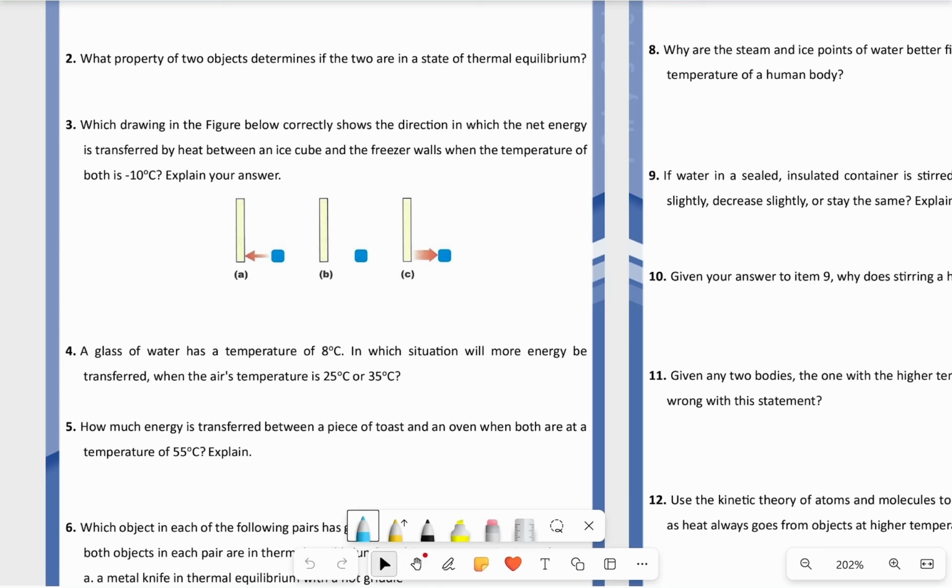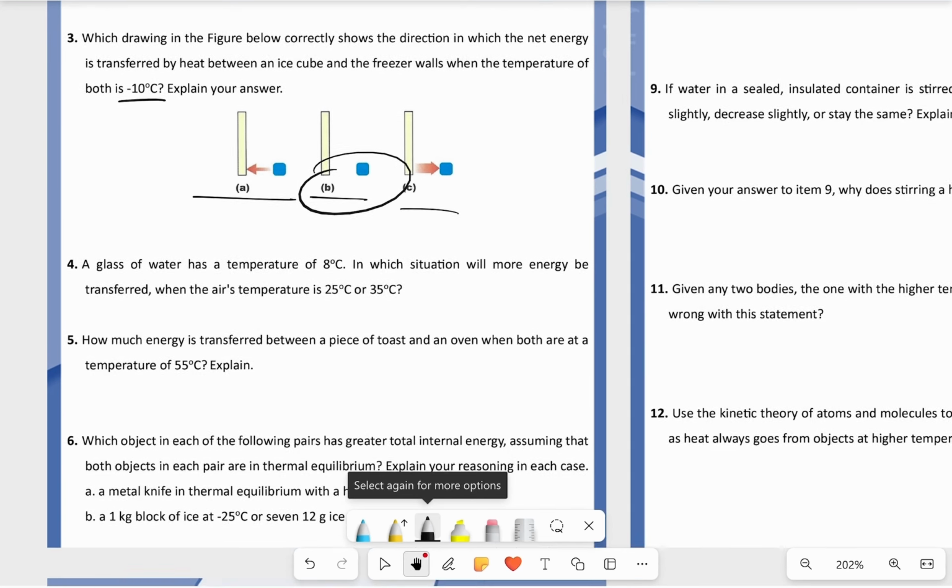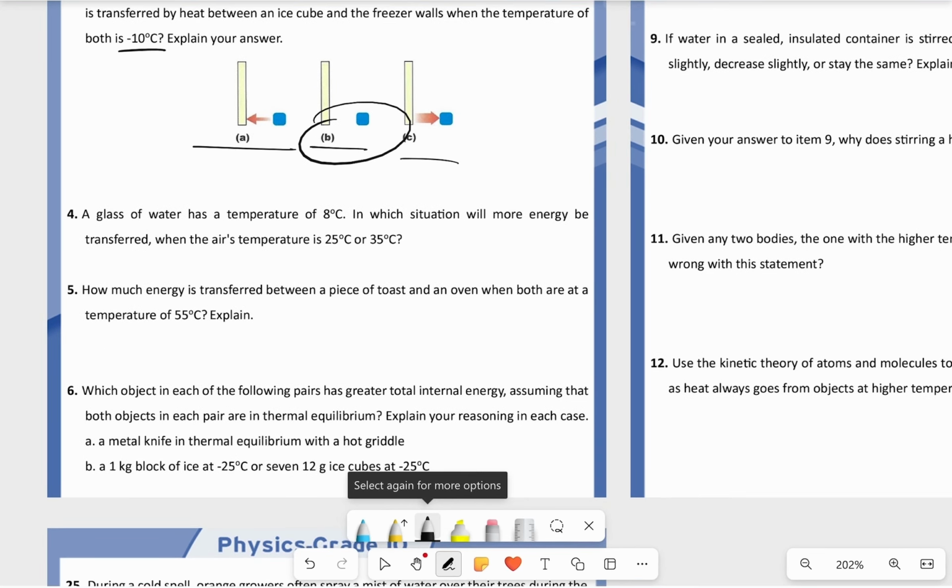Question 3 says, which drawing in the figure below correctly shows the direction in which the net energy is transferred by heat between an ice cube and the freezer walls when the temperature of both is 10 Celsius? We have the first one, from the ice cube to the freezer wall, no energy transferred, or from the freezer wall to the ice cube, because they have the same temperature. So B is the correct answer because no energy is transferred as the objects are both in thermal equilibrium.